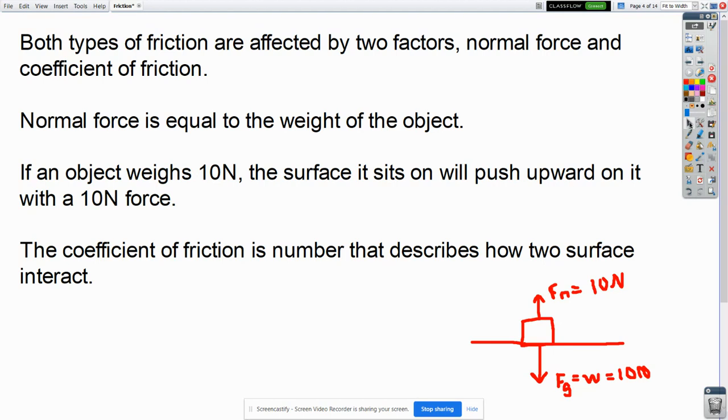If the coefficient of friction is very low, like 0.01, then that means the surfaces don't interact much at all. The ridges and valleys are very small. There are no extra intermolecular forces to interfere. There's not much interaction between the two surfaces when the coefficient of friction is low.